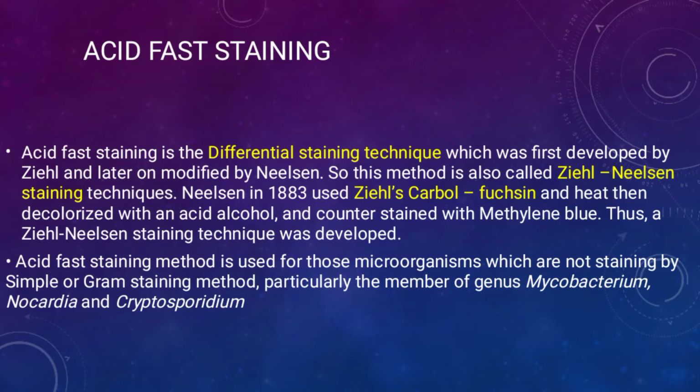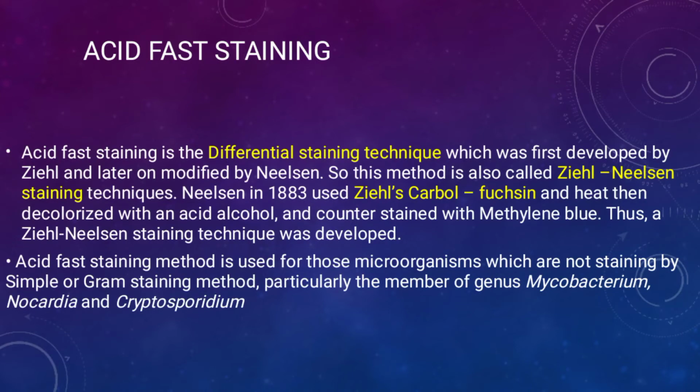Acid-fast staining is the differential staining technique which was first developed by Ziehl and later on modified by Neelsen. So this method is also called Ziehl-Neelsen staining technique. Neelsen in 1883 used Ziehl's carbol fuchsin and heat, then decolorized with an acid alcohol and counter-stained with methylene blue. Thus, the Ziehl-Neelsen staining technique was developed.